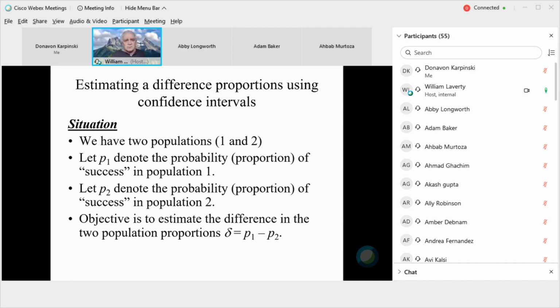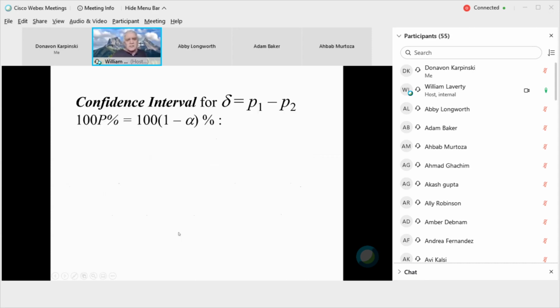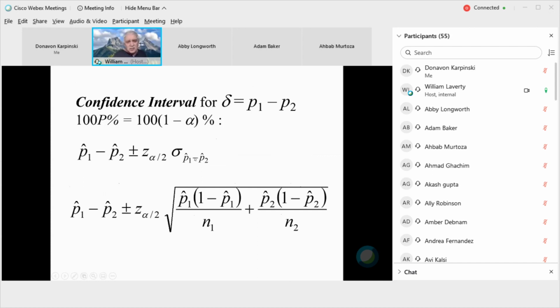Estimating the difference in two proportions. So we have two populations, P1 and P2, and we want to estimate the difference between P1 and P2 with a confidence interval. This is the formula for the confidence interval. It's P1 hat minus P2 hat plus or minus Z sub alpha over 2 times sigma of P1 hat minus P2 hat. The standard deviation of P1 hat minus P2 hat is the square root of P1 (1 minus P1) over N1 plus P2 (1 minus P2) over N2.